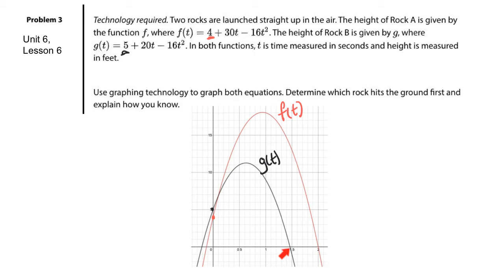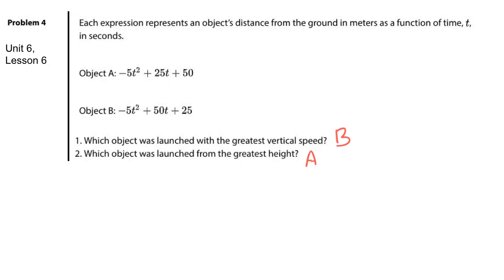I can tell on the graph right here. It hits the ground, or its height is now 0, at just under 1.5 seconds, whereas f of t is at about 2 seconds. In number 4 here, which object was launched with the greatest vertical speed?